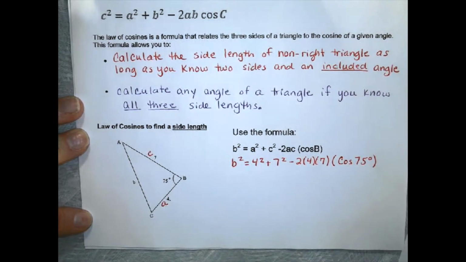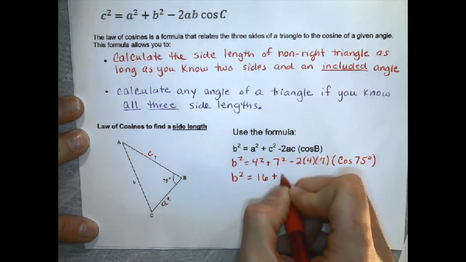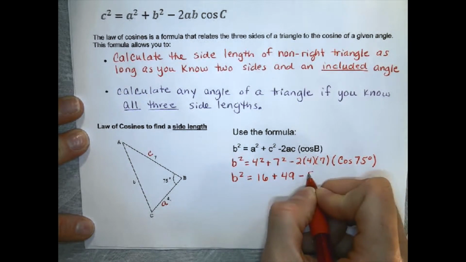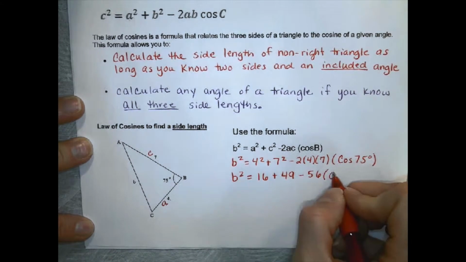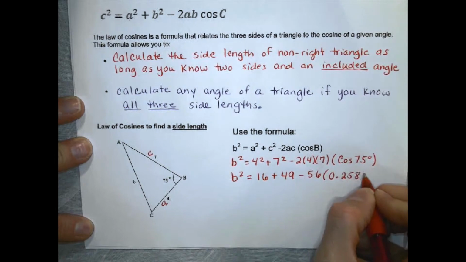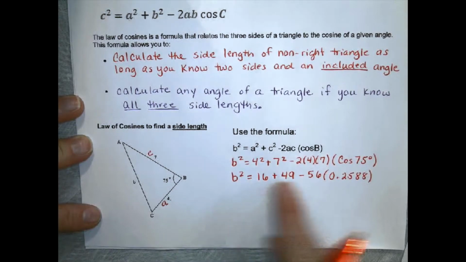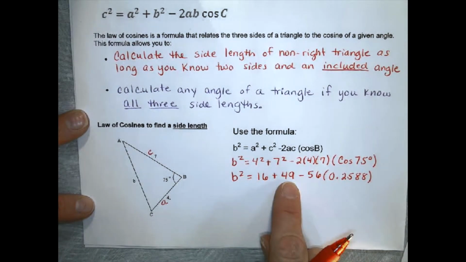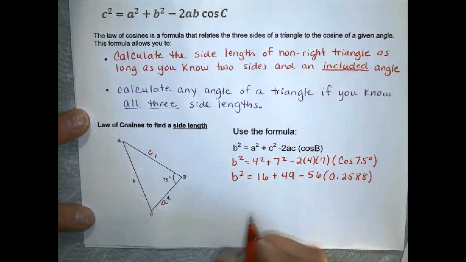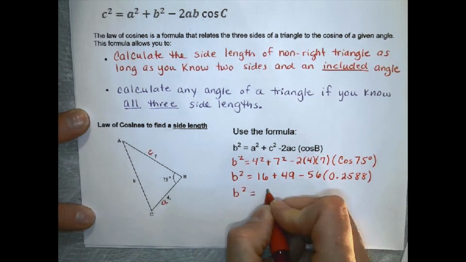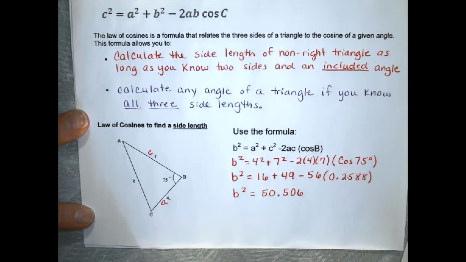So in simplifying, I'll get b squared equals 16 plus 49 minus 56 times the cosine of 75, which is 0.2588. And that's as far as we are going to go out in decimal places. So when I simplify, I add 16 and 49, and then I subtract the product of 56 and 0.2588. I find that b squared will equal 50.506.